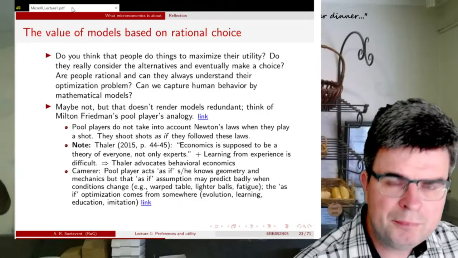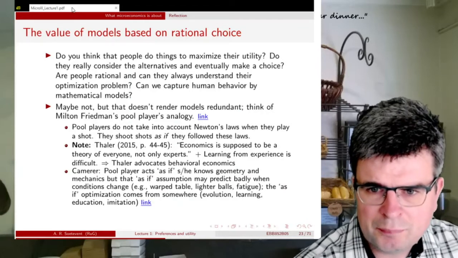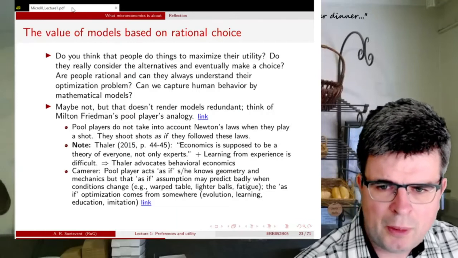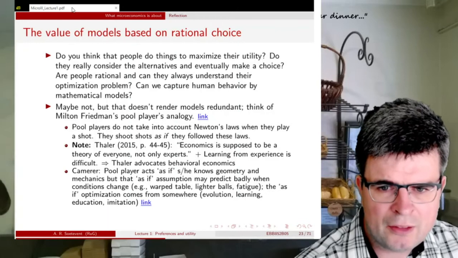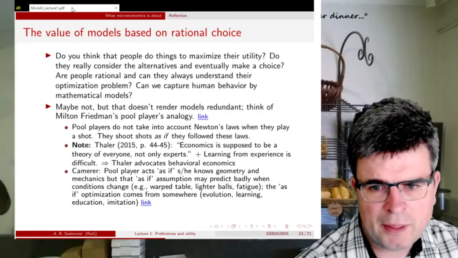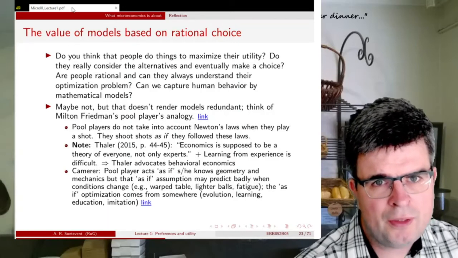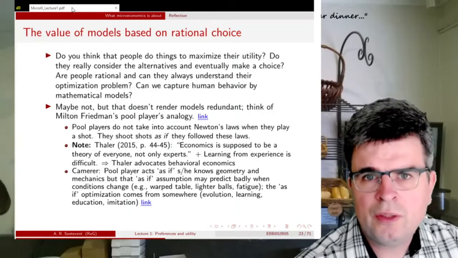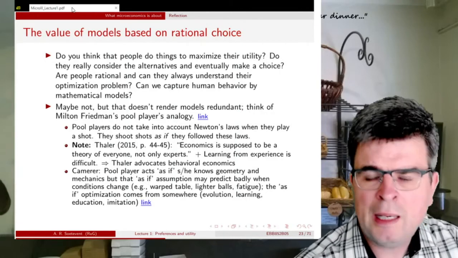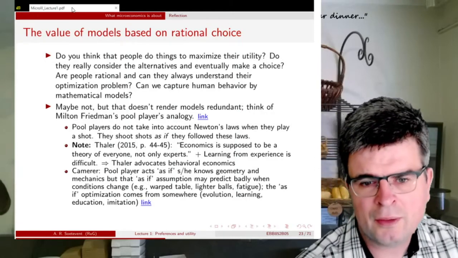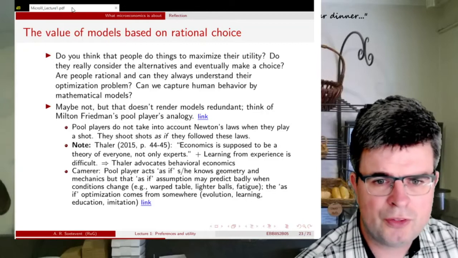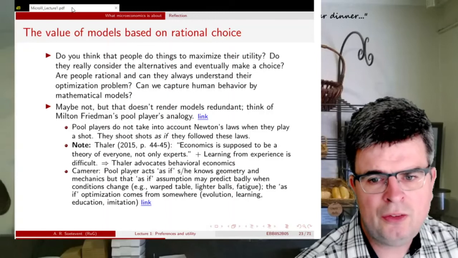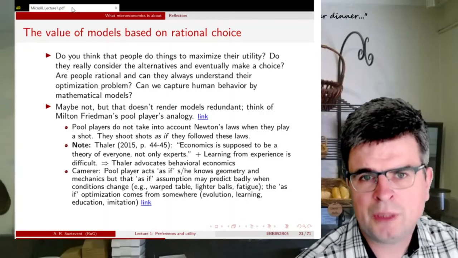Now, Colin Cameron, another behavioral economist, makes another point. He says, well, the pool player acts as if he or she knows geometry and mechanics, but even that as-if assumption may predict badly when the conditions change. So you have a warped table, the balls are lighter, the pool player becomes fatigued, and the as-if optimization assumption needs to come from somewhere.